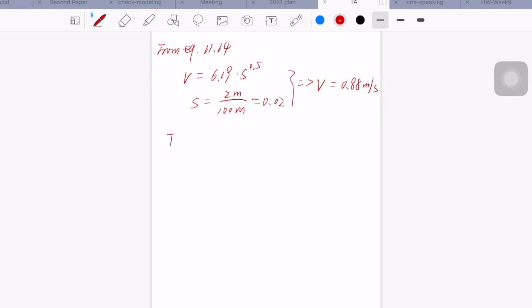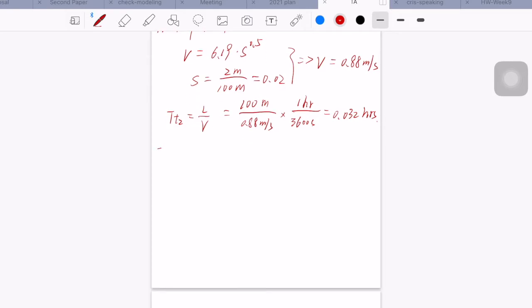And we know the Tt2 equals L over the V, so equals 100 meter divided by 0.88 meters per second times 1 hour divided by 3600 second. So we know that Tt2 equals 0.032 hours.